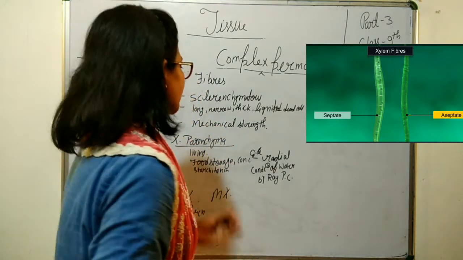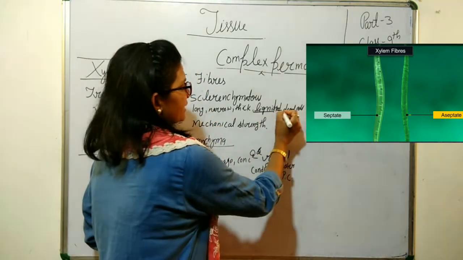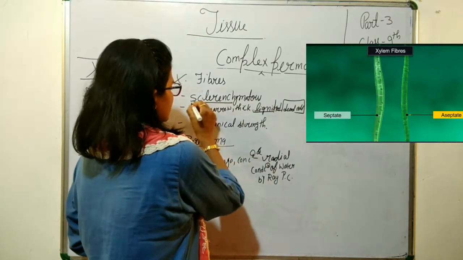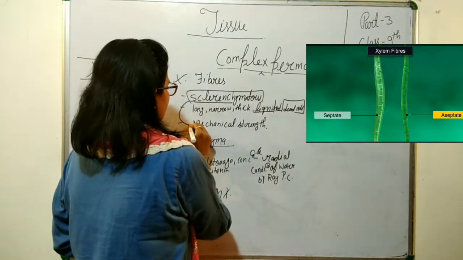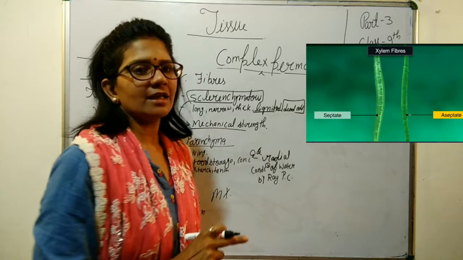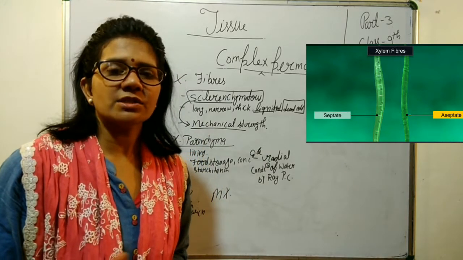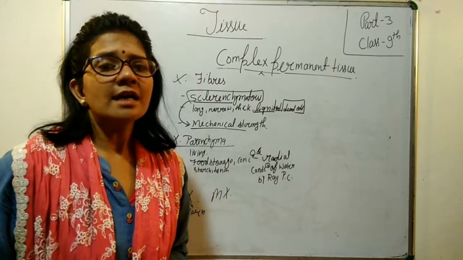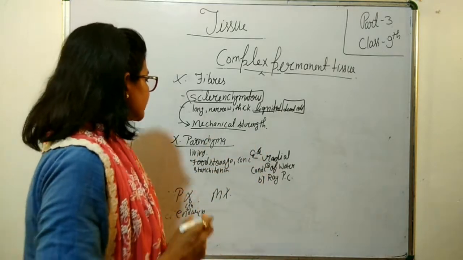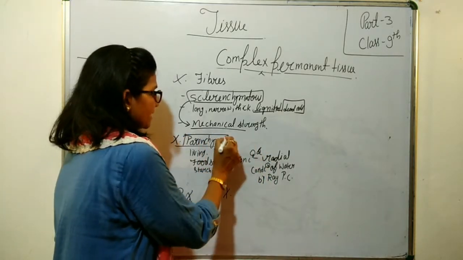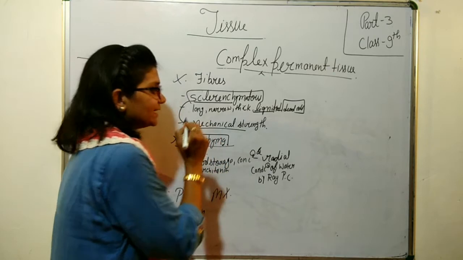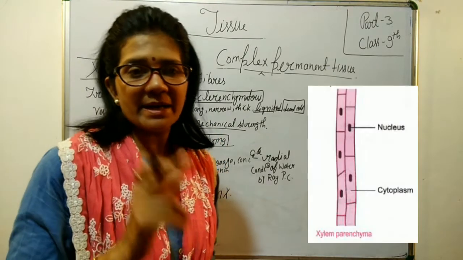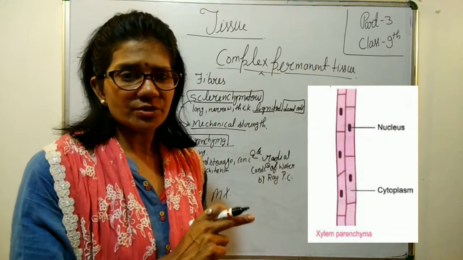Then a very important thing, that it is a lignified dead cell. Why? It is sclerenchymatous. As we have learned in our previous classes, sclerenchymatous tissues are mainly meant for mechanical strength. Then come to the xylem parenchyma. I am saying that it is a parenchyma. It is a simple permanent tissue.